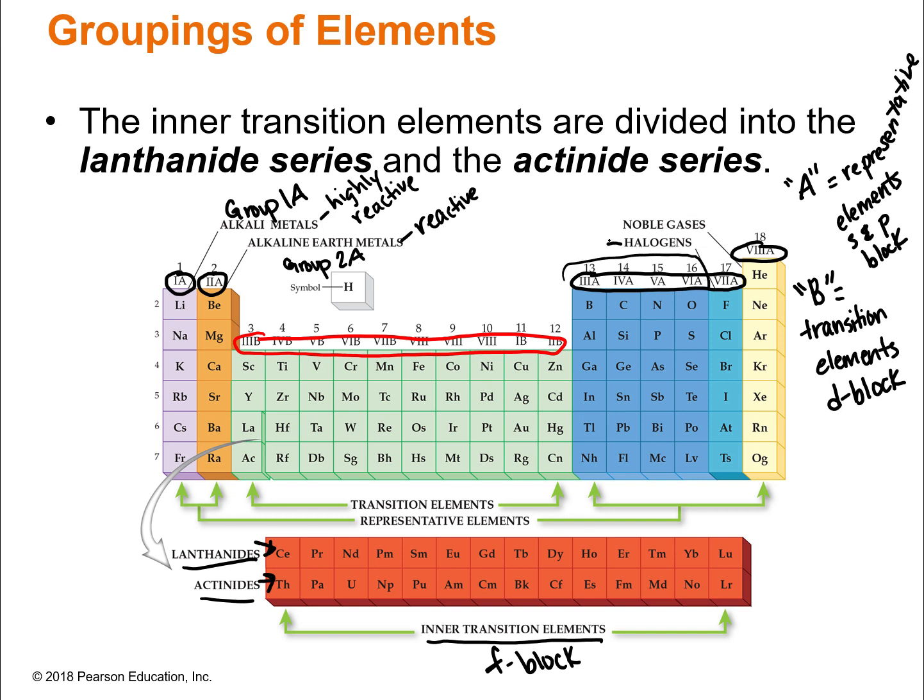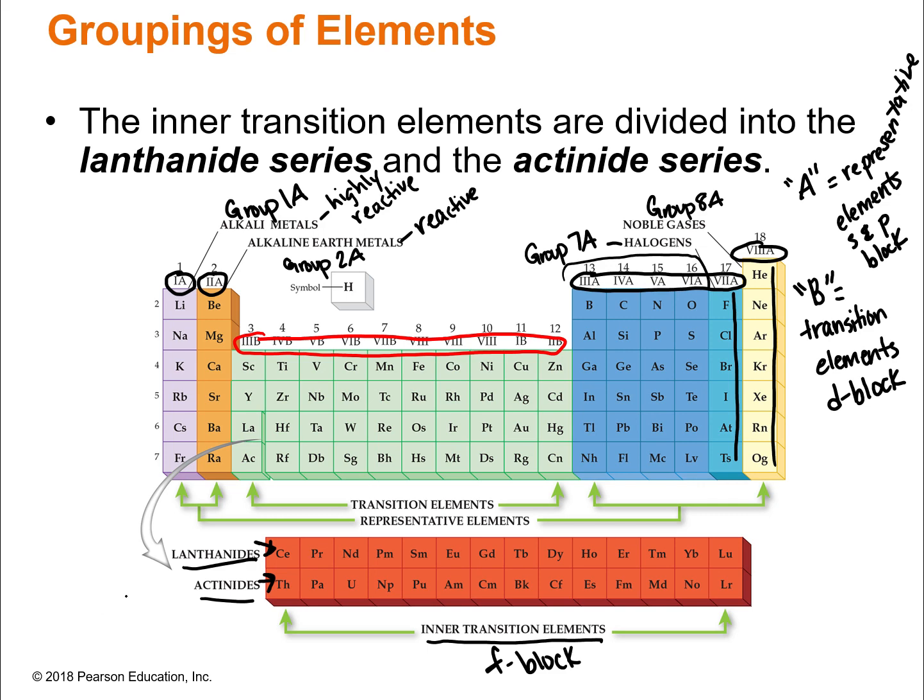But once you get to group 7A, those are the halogens. And group 8A, those are the noble gases. Right here.